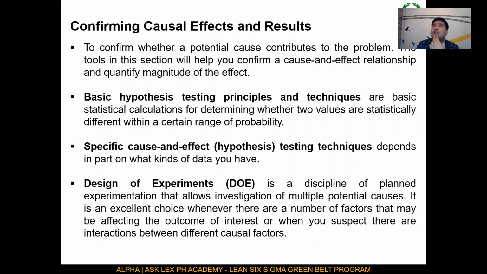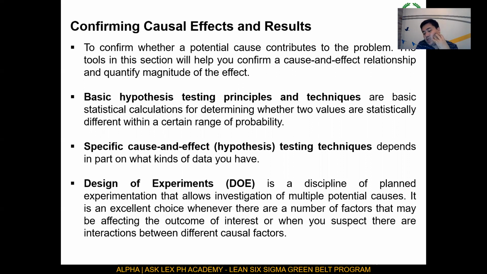and from a step-by-step perspective, we will try to cover all of the elements of the process coming from man, machine, method, material, etc. So as mentioned, coming from those, we will be confirming causal steps or effects of the steps that we identified from the previous phase. Some of the tools that we will be using are, but are not limited to, basic hypothesis testing principles and techniques, and we have design of experiments.